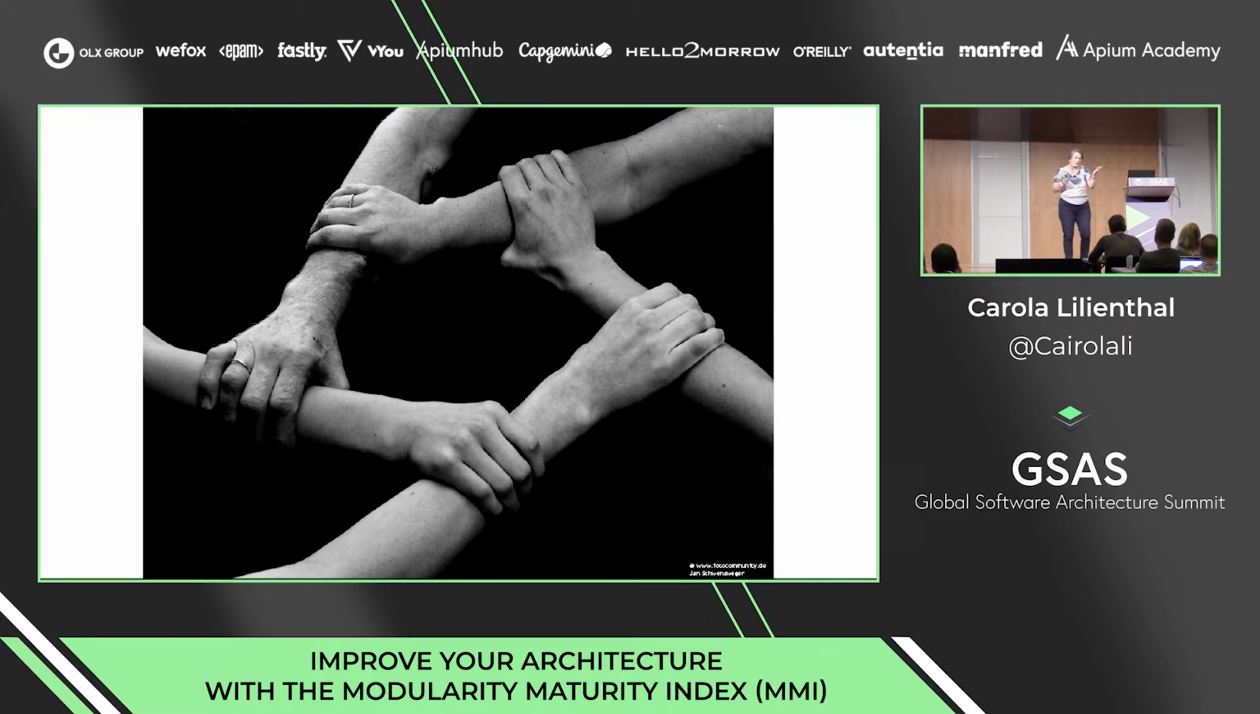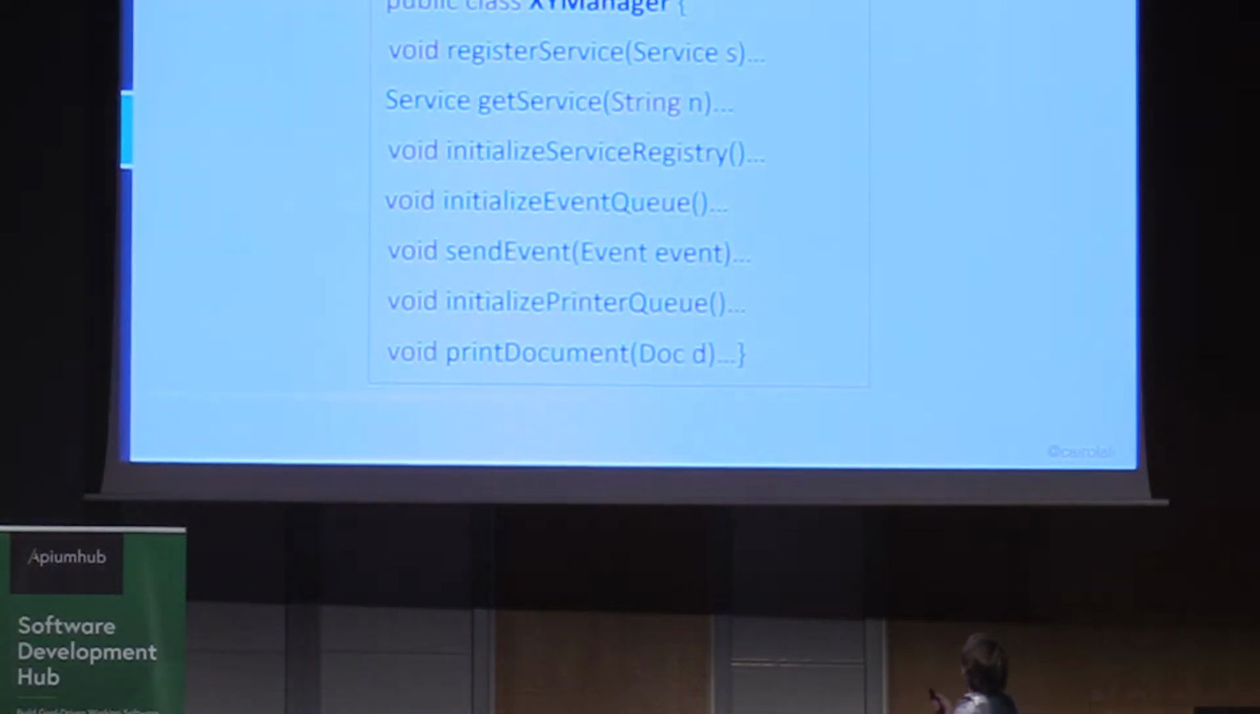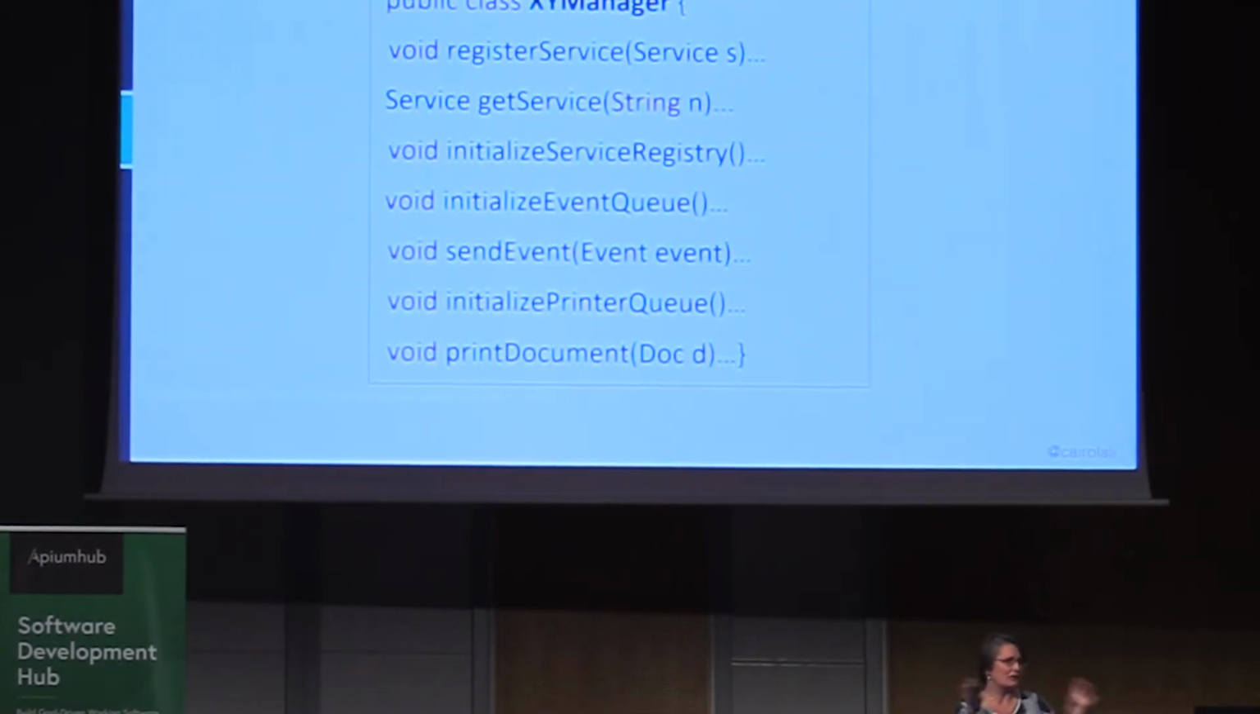I show you a little class, of course. The name is strange, not good, but anyway, it starts with something to register services, to get services, and to initialize a service registry. Good thing, seems coherent, has something to do with each other. But then, you can initialize an event queue, you can send events, a printer queue, and you can print documents. Wow. This has nothing to do with each other. There are at least 3 different things in here.